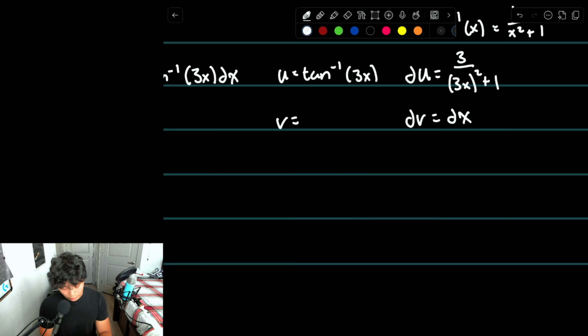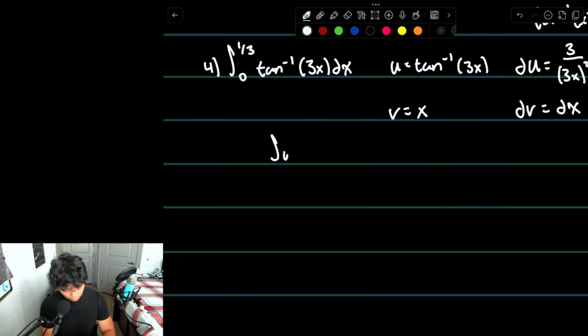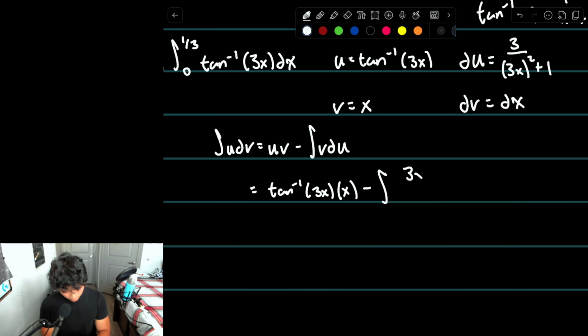Our v is going to be the integration of 1, which is just simply x. Now that we have all of our terms, we could simply just plug it in to our formula, which will get us the inverse tangent of 3x times x minus the integral of 3x over 3x squared plus 1.